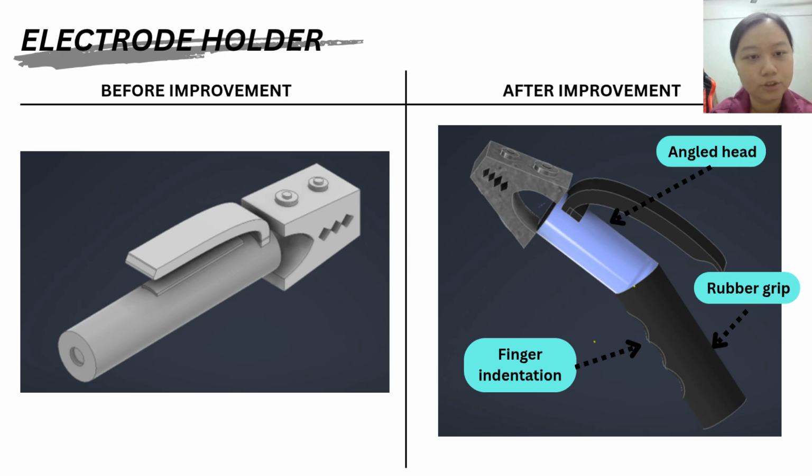And then this is the electrode holder design before and after improvement. Firstly, we see an angled head for the electrode holder. This is to prevent their wrist twisting during welding. And on the handle side, we are using a rubber grip with finger indentation. This gives a clue to the user about which angle the fingers need to hold on the electrode holder, and also gives a better grip.